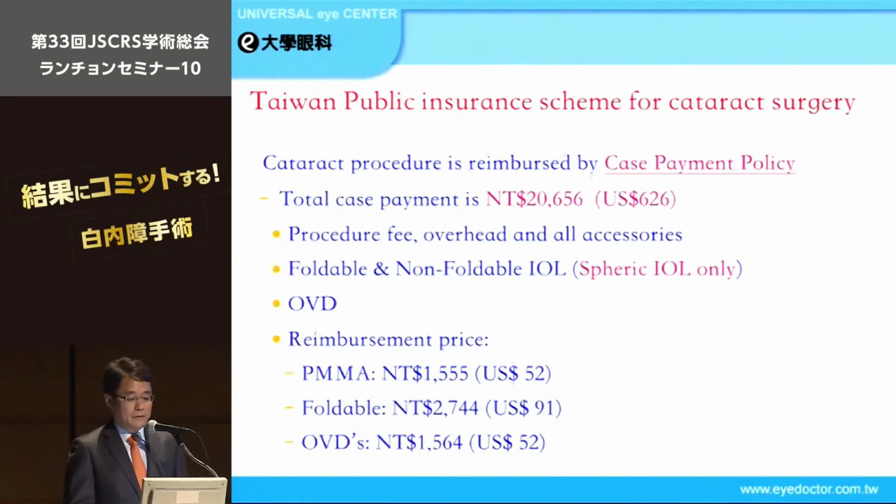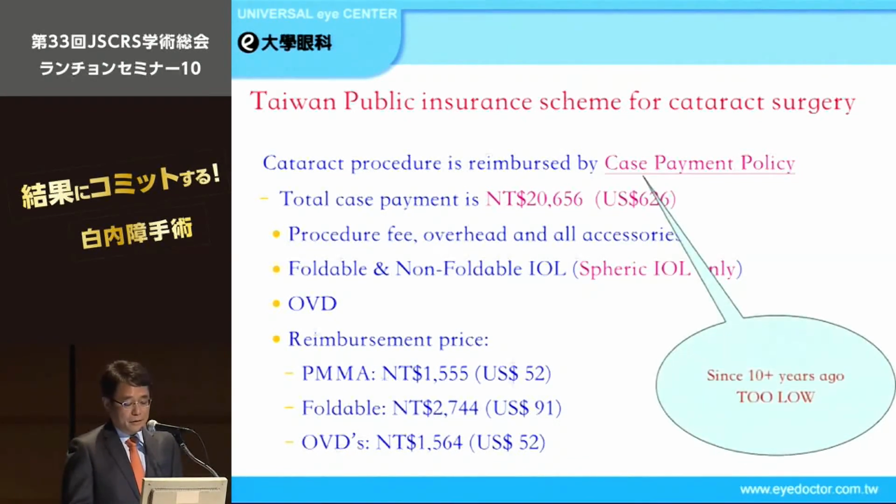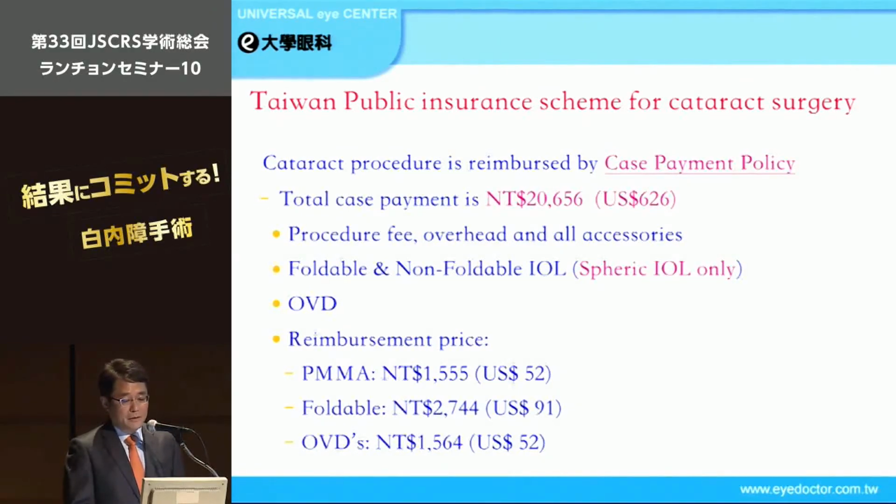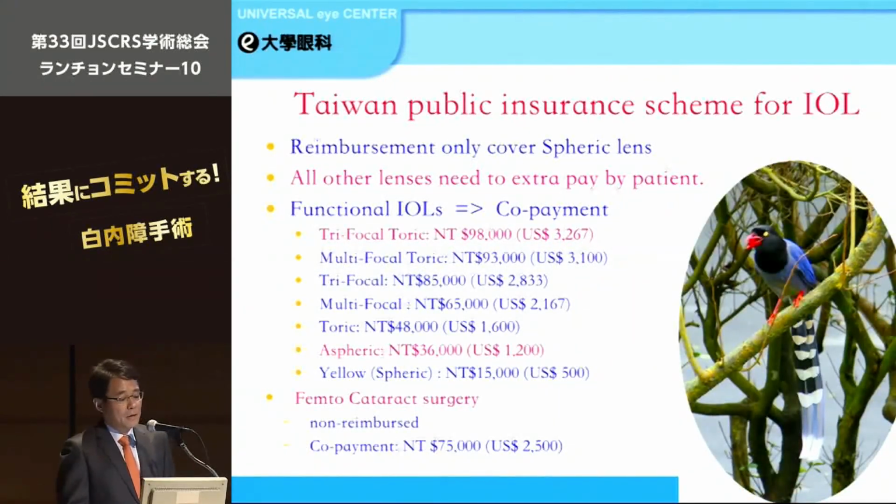Cataract procedure in Taiwan is reimbursed by case payment policy. Total case payment is only $600, including a spheric IOL. However, all other lenses need extra payment by the patient, from $500 and $1,200 for an aspheric IOL until more than $3,000. For femtosecond cataract surgery, the patient needs $2,500 extra pay.